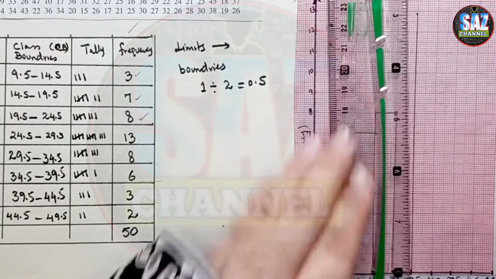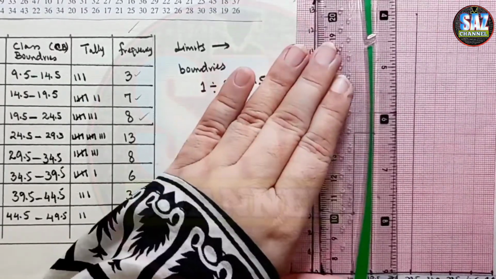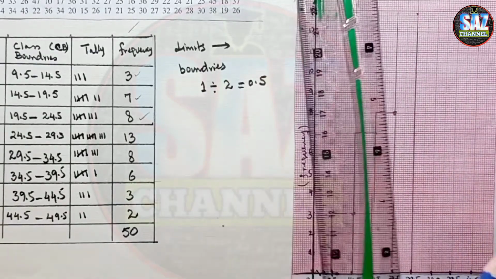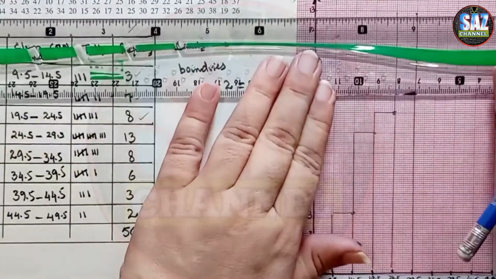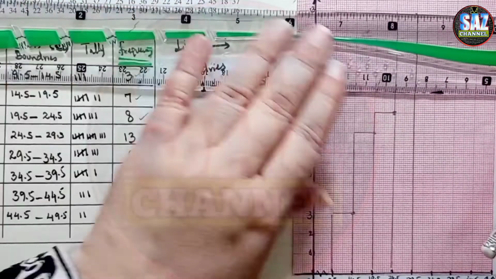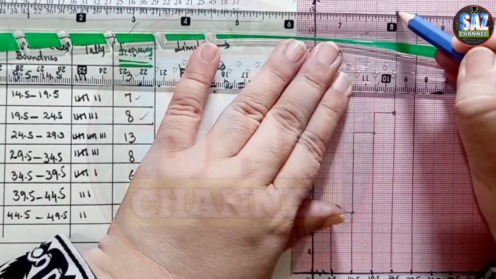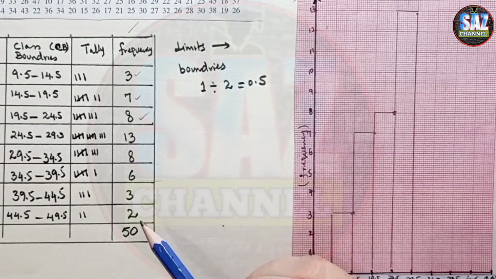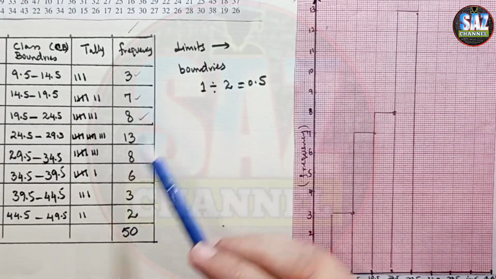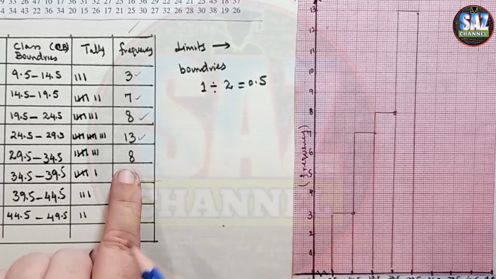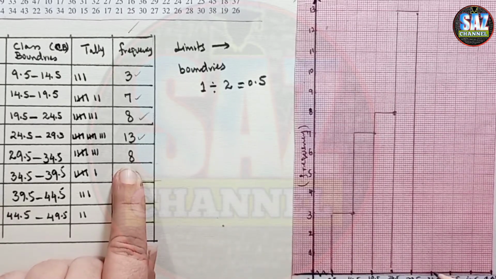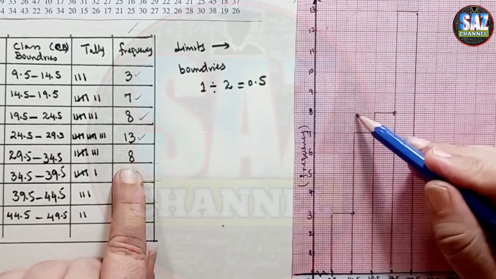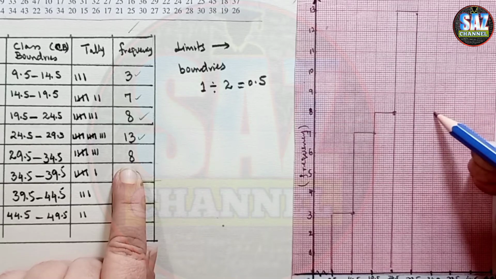First do your work in pencil, and for the drawing of the graph, please do not use and overwrite. When you write in pencil and do not remove it properly, that work will not come through properly when scanned. 13 is done. Then 8, then 8. For 34.5, this is 8. I have to stop here.